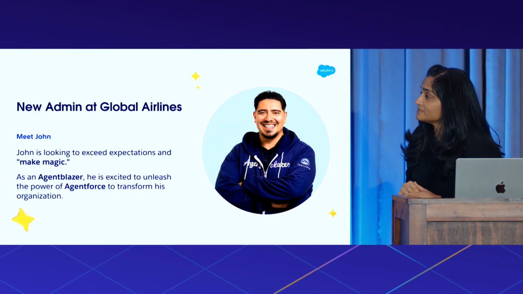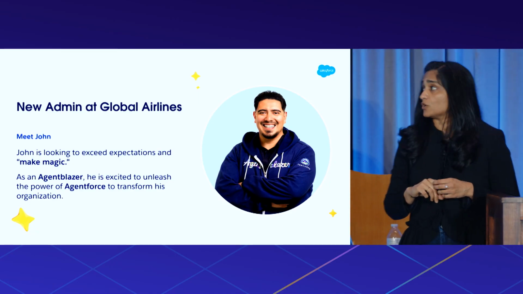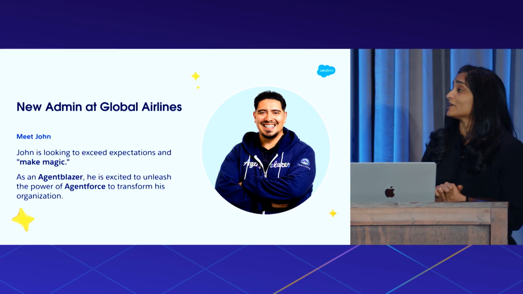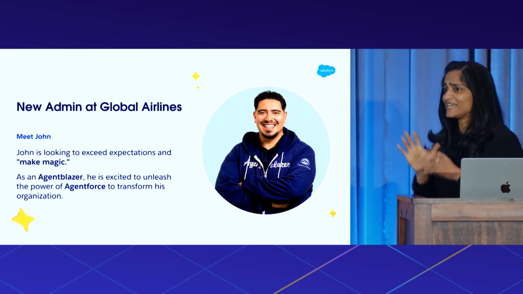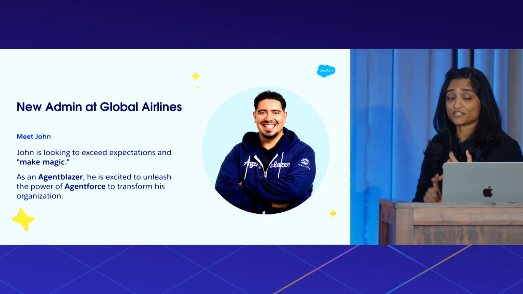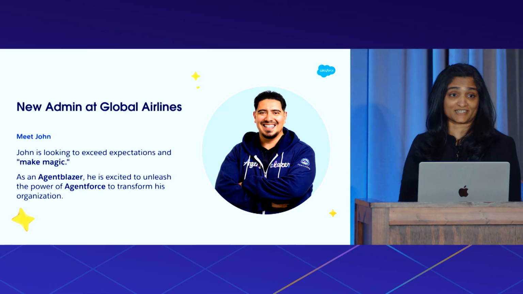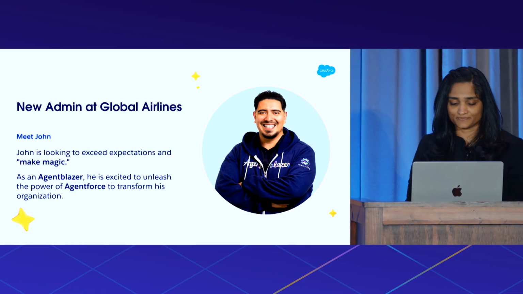Introducing John. John is a new admin at Global Airlines. He's got an entire roadmap ahead of him, and people are looking at him to make magic. But he is not intimidated. He's an agent blazer, and he's excited to unleash the power of Agentforce to transform his organization and make an impact.